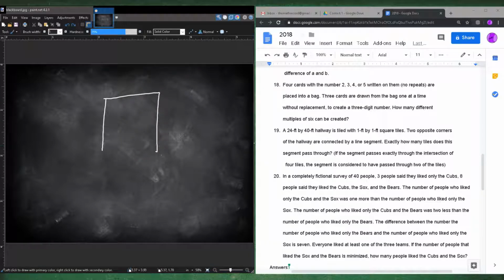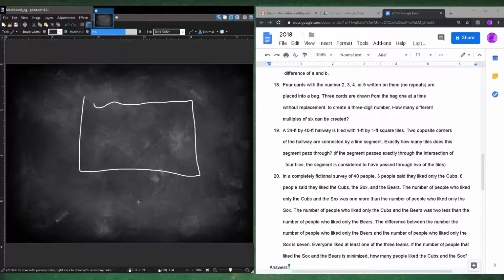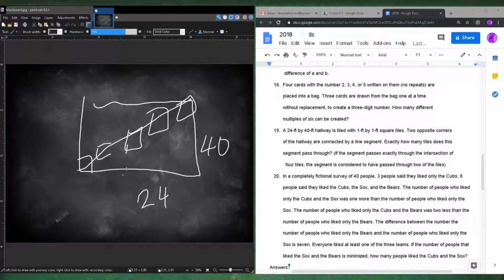So we have a 24 by 40 hallway. So we have something like this, 24 by 40, and each tile is 1 by 1. So it's just got to be 1 by 1. So think about it as a unit. So we're going to have a line, and we just need to find how many tiles it goes through, basically. That's not drawn to scale. I'm just trying to draw the outline.